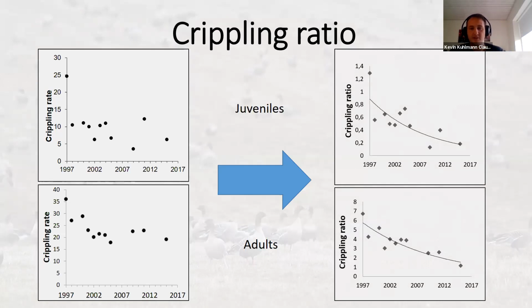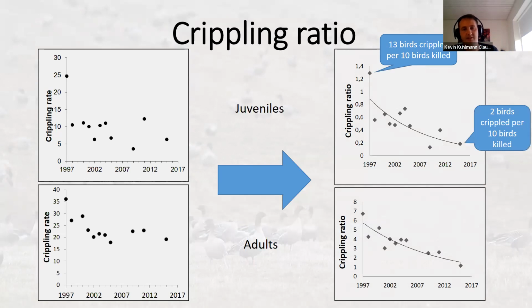And in terms of the magnitude of change, we can say that back in '97, there were actually 13 birds crippled per 10 birds killed, whereas in the most recent data, it's indicated that there are only 2 birds crippled per 10 birds killed. And the magnitude of change here is the same for the adults. So at least in Denmark and Norway, this is still a success story, although crippling rate has been constant in recent years.